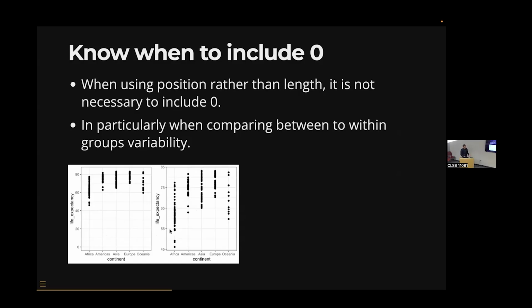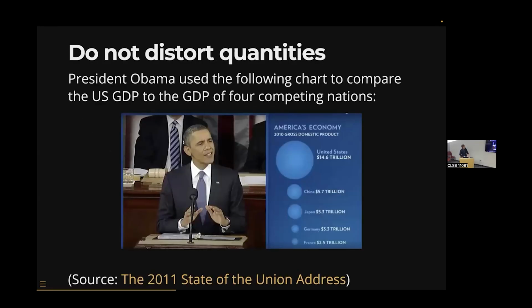In this case, it's because I'm using position. Both are okay. It depends what you're trying to convey, but this is fine. Again, it depends what you're trying to convey. All right, so there's another one, this is also the White House, but in 2011.